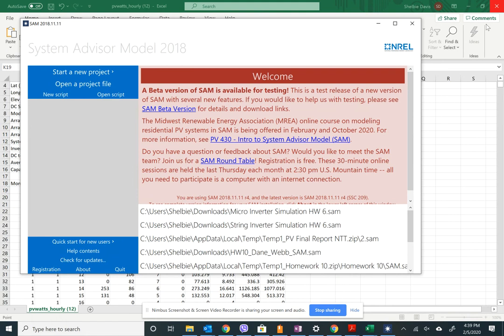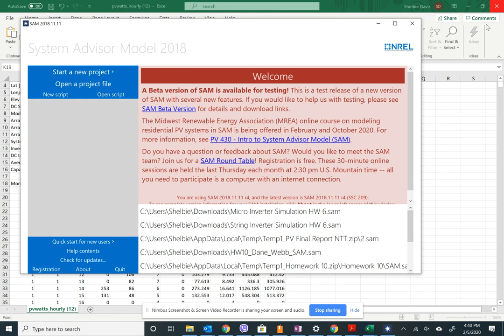System Advisory Model is put out by NREL, the National Renewable Energy Laboratory. That is the same group that produces PV Watts. PV Watts is like a toned down version of this program. This is free software, so if you want to download it on your own computer, go for it. Just make sure you have the same version as I do. And this is a much more in-depth, moldable program compared to PV Watts.